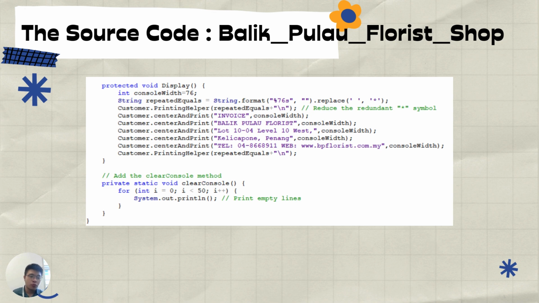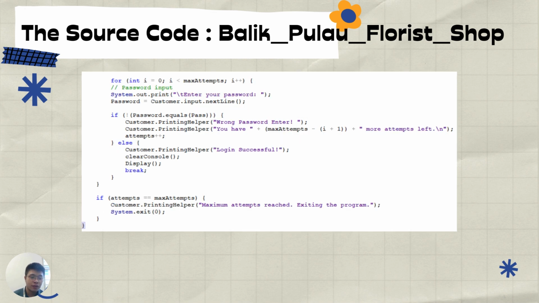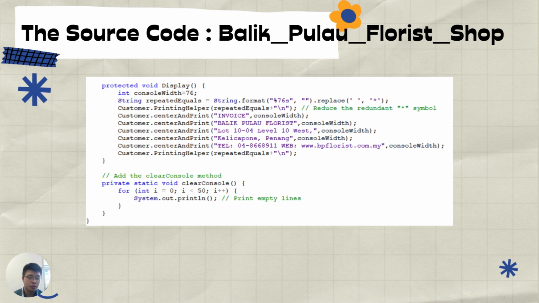So then we will continue with the protected web display. The protected web display will be carried on if, let's say, the user login is successful, then it will continue with the display method. The display method will display the header of the invoice statement. And the last method in the subclass will be private static void clearConsole.